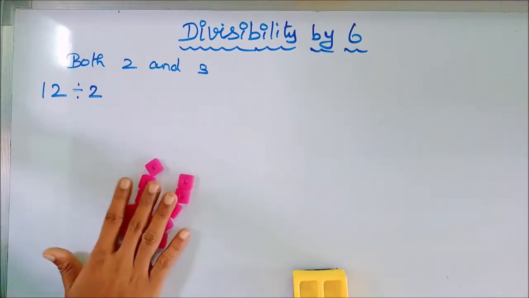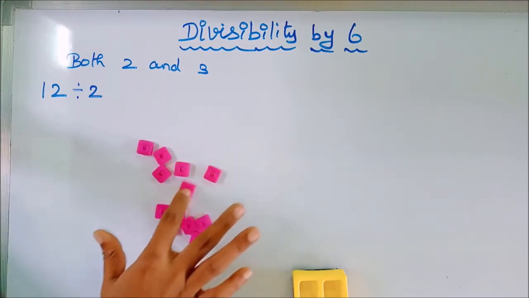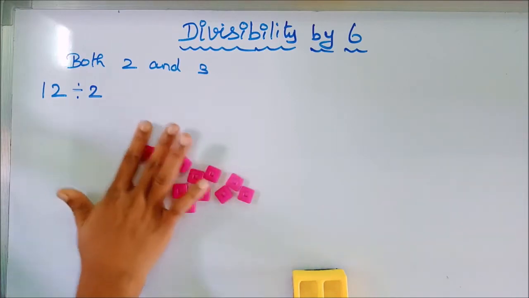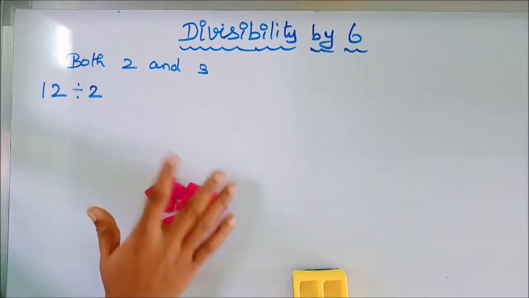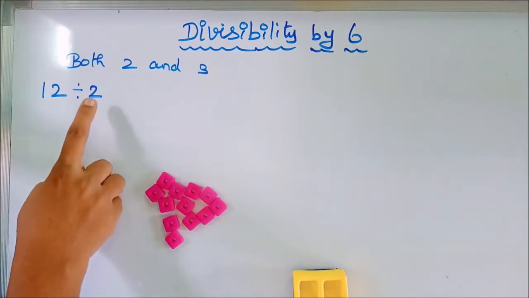For that, we have to take 12 shapes. So, 1, 2, 3, 4, 5, 6, 7, 8, 9, 10, 11, 12. Thus, we have taken 12 shapes. You have to divide these 12 shapes into 2 equal parts without any remainder. Then only we can say 12 is divisible by 2.